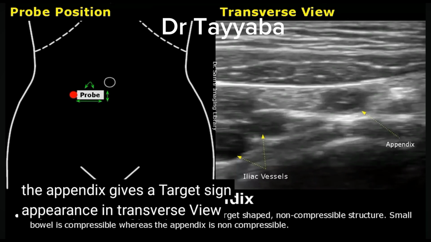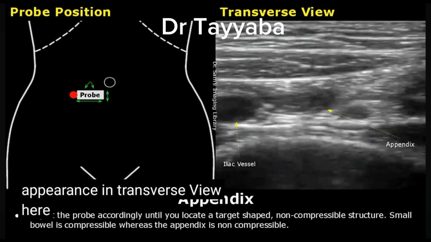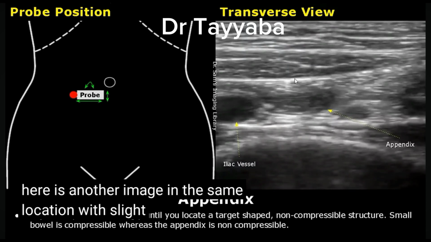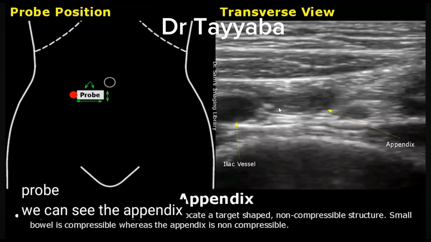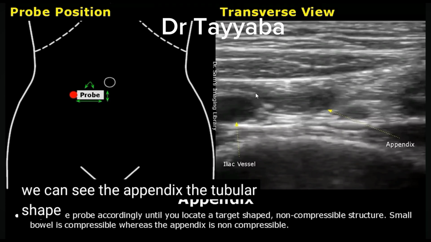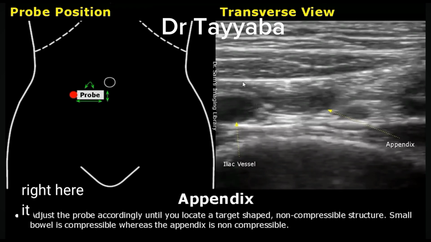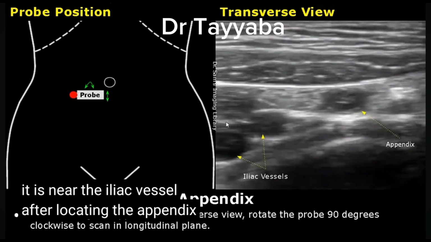The appendix gives a target sign appearance in transverse view. Here is another image in the same location with slight adjustment of the probe. We can see the appendix, the tubular shape of the appendix. Right here, it is near the iliac vessels.